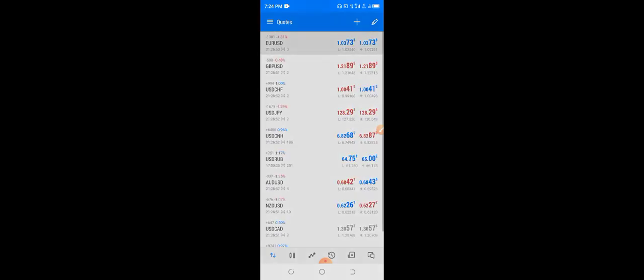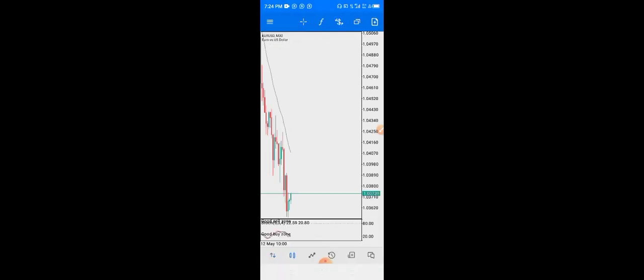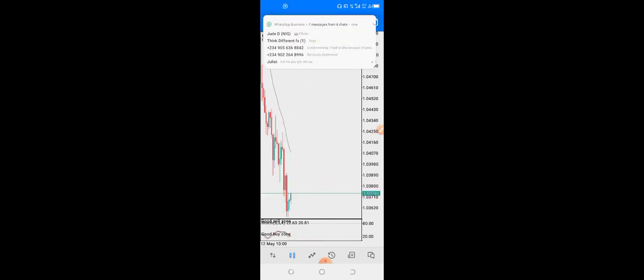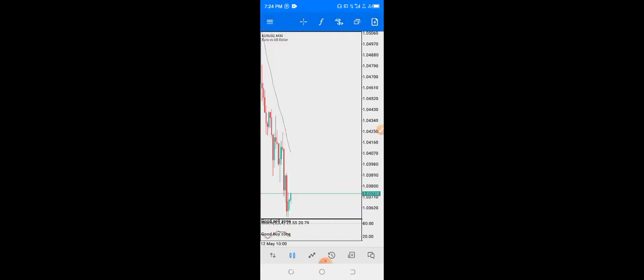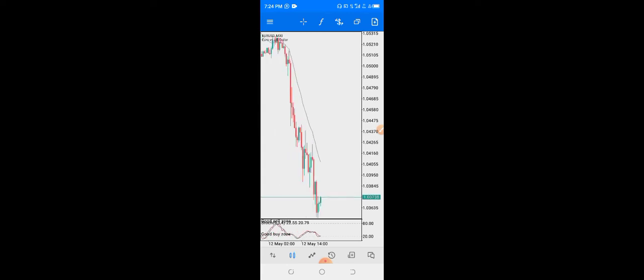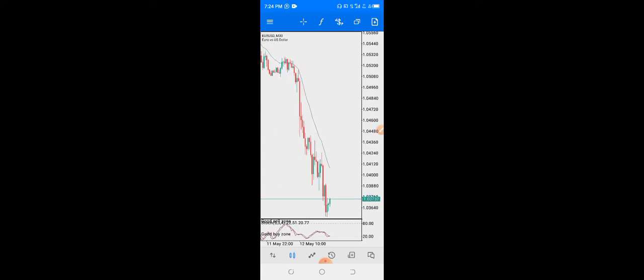This is the Euro USD. Okay, so on the Euro USD now, can you identify what the market is doing right now? If you said down, then you're very, very correct. Okay, so in this particular market, we can see how the structure of the market is going.